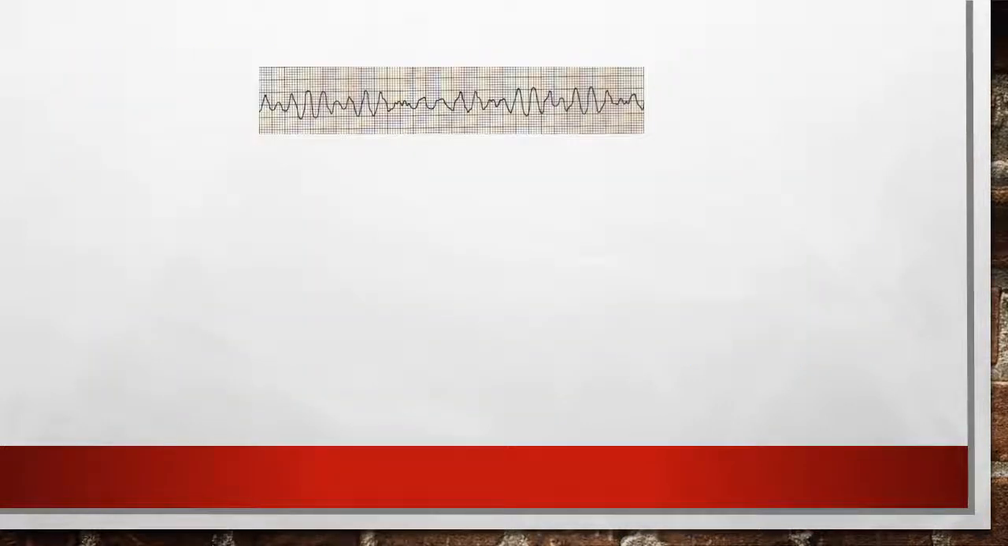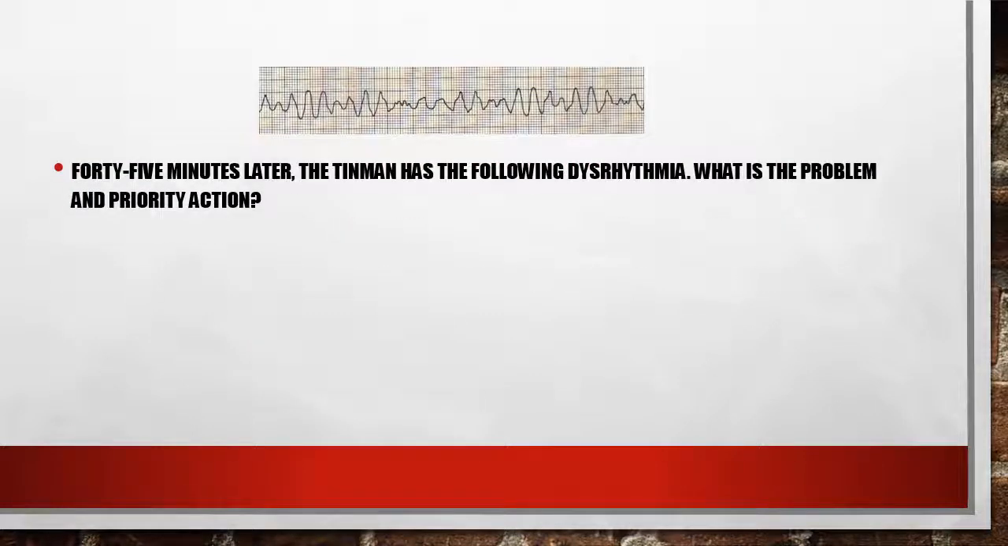While I do not expect you to know all rhythms, I think VTAC and VFib are good ones to start out knowing. You know, sinus rhythm, VTAC, VFib. So yeah, this is VFib. 45 minutes later, the tin man has the following dysrhythmia. What is the problem and priority action?